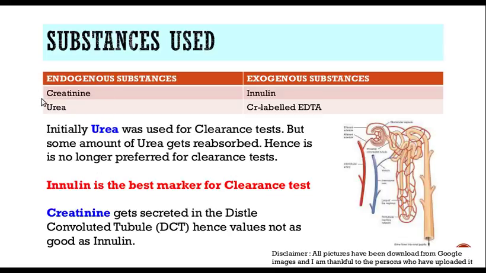Creatinine is an endogenous substance, so we are using it quite often, but there is one problem with creatinine, that a little bit of creatinine gets secreted in the distal convoluted tubule. Hence, the values are not as good as inulin. Gold standard for clearance test: inulin. Best method to do clearance test in a routine day-to-day setting is creatinine clearance. The difference being that a little bit of creatinine gets secreted in the distal convoluted tubules.